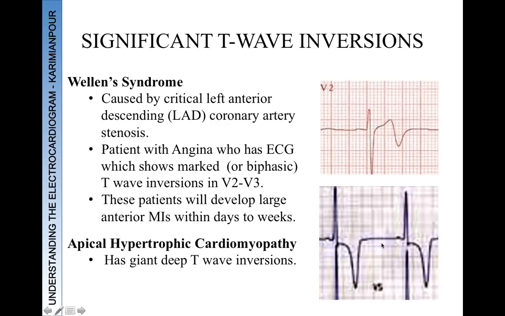And then this pattern of deep T-wave inversions, if they're seen in the lateral leads in V5 and 6, this should make you concerned about apical hypertrophic cardiomyopathy, where the apex is hypertrophied only. I think about it as V5 and 6 being over the apex, and they're deeply inverted, and that's how I remember that these are associated with apical hypertrophic cardiomyopathy.